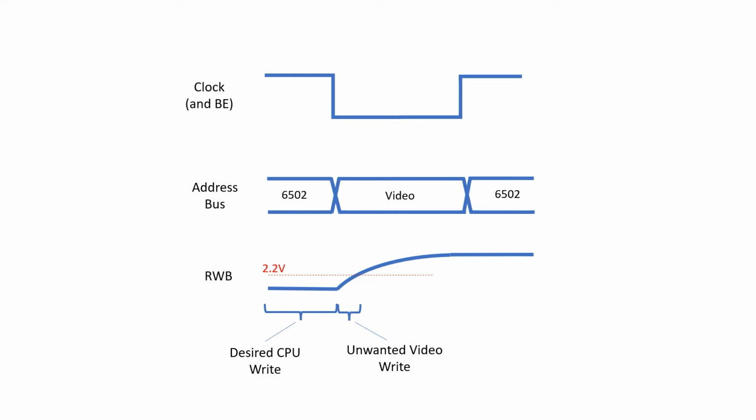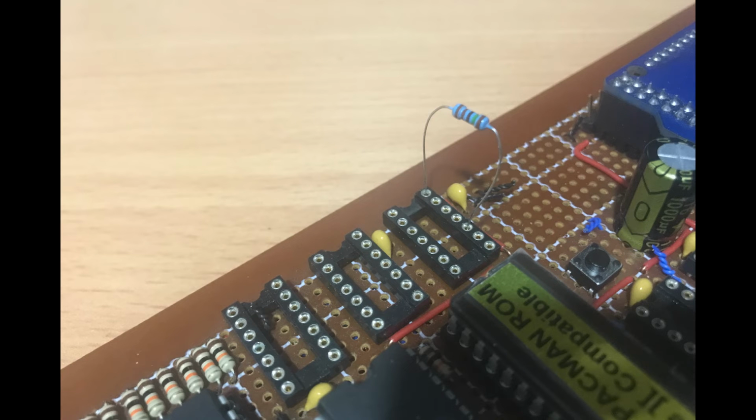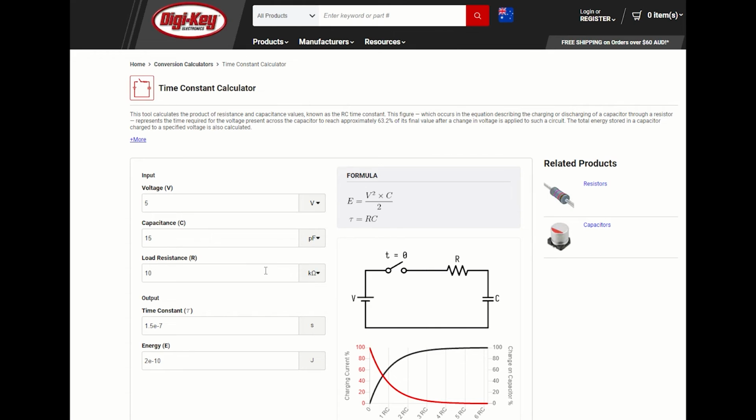Now fortunately there's a pretty easy way to test this hypothesis. I just need a stronger pull-up resistor. I've put this 1.5k resistor in parallel with the 10k resistor, so these resistors in parallel should give me a resistance of 1.3k. Let me plug 1.3k back into my RC time calculator. So now the RC constant's 20 nanoseconds, which means my unwanted write signal is probably going to be 10 or 12 nanoseconds. So let's see how that works.